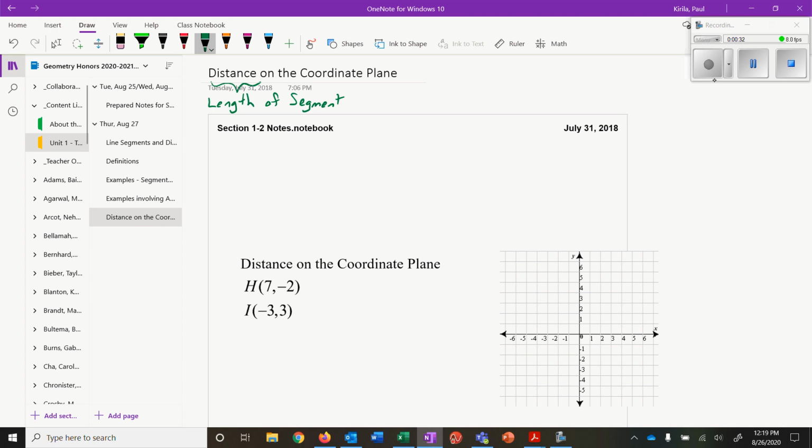And you've seen this before. You've done this in Algebra 1. I just wanted to review it. There are kind of two approaches that are shown in Algebra 1. One approach is to go ahead and graph our points.